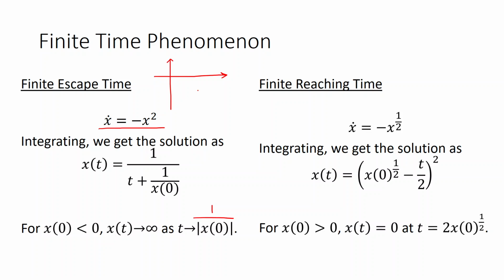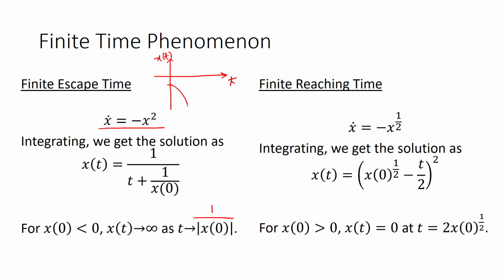So if you draw the response, this being your x(t), and maybe this is t, you are starting from some negative value. So let us start from here, x is negative. As t increases, you are approaching infinity, and basically you are approaching minus infinity here, because it will have a negative sign.